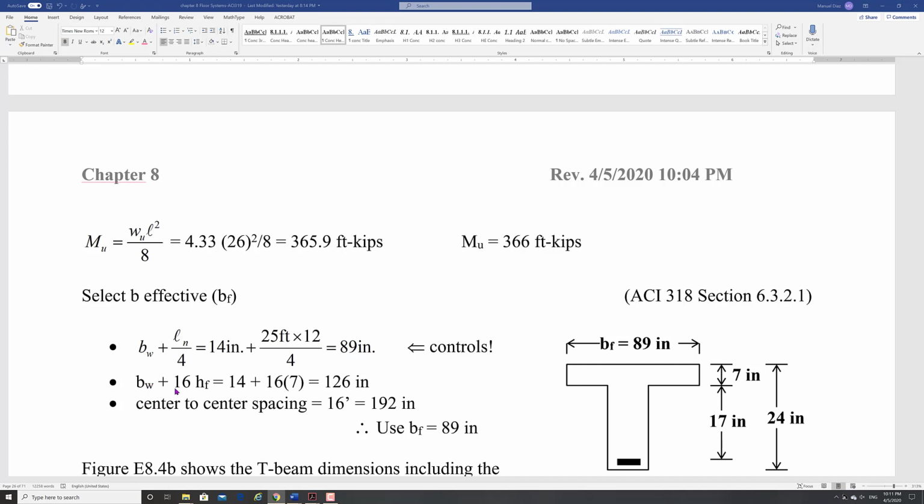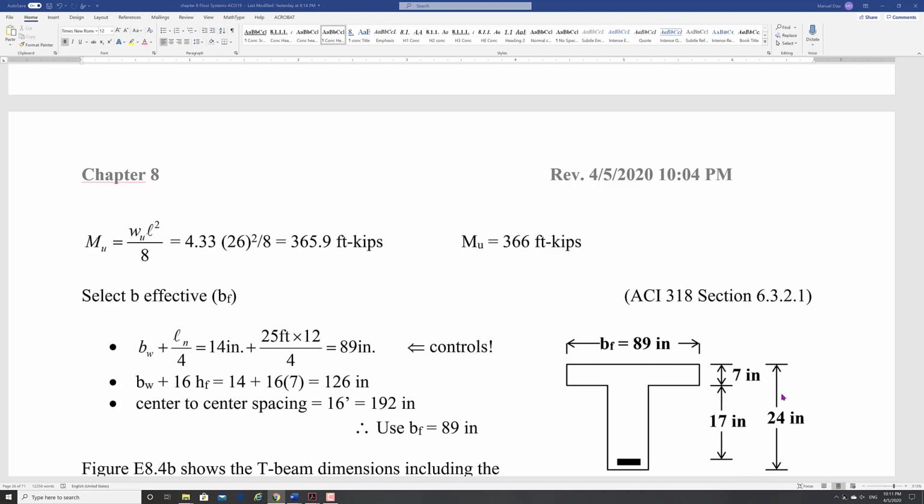The next one is BW plus 16 times the thickness of the slab. The slab is 7 inches. So multiply by that gives me 126. And the center to center spacing is the tributary width. So that's 16 feet. That's 192. And therefore, the smallest value is 89. So I will use 89 as my flange. So my dimensions of my beam are like that, okay? So 89 is slab 7 inches, web 17.